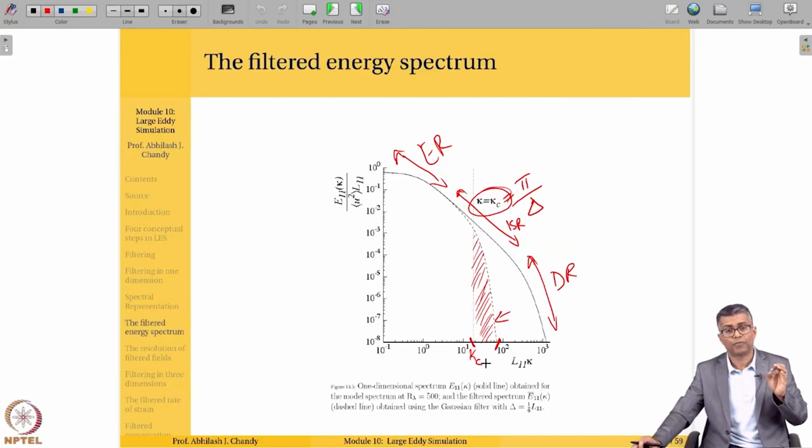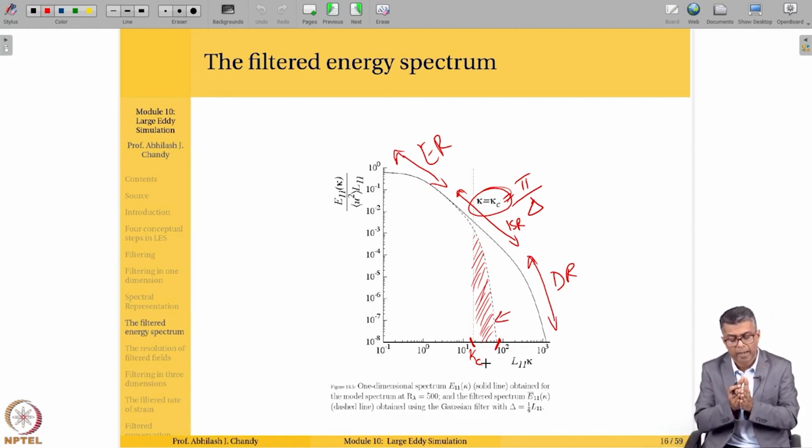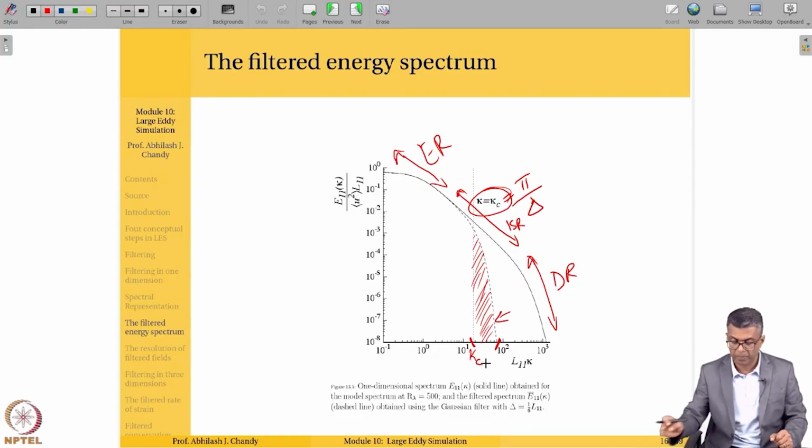So the energy spectrum is shown and it is 1D. And the filtered energy spectrum is also shown using a Gaussian filter. The cutoff wave number is shown just to show where it would actually cut it off. But in the Gaussian filter, the cutoff wave number has something more to it. You will get some energy slightly beyond kappa c as well.